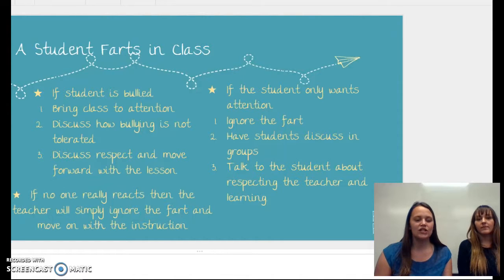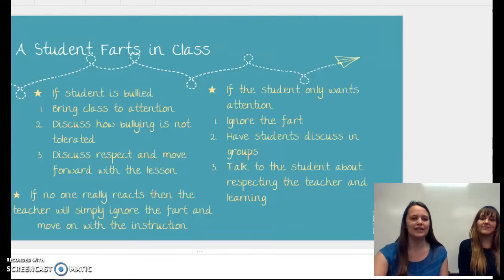Our second situation is if the student does it because they want attention. This could be a senior year prank or the class clown, and we said that it's the role of the teacher to just ignore the fart, and then when the class is working independently, go and talk to that student individually and let them know that disruptive behavior isn't tolerated. And then the third one is if the student farts and no one really reacts to it, don't bring attention to it, just ignore it and move on with your lesson.